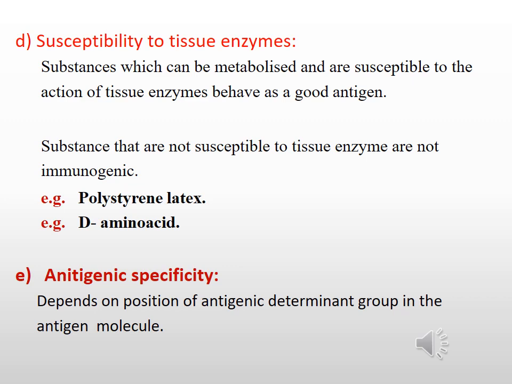Now, according to susceptibility to tissue enzyme, a substance which can be metabolized in our body with the help of our own enzyme system is actually a good antigen. A substance which cannot be metabolized, or for which the enzyme is not present to metabolize it, is generally not a good antigen to us. Example being the D amino acid. We all know that our body is composed of L type amino acids, and we lack the enzyme which metabolizes the D amino acids. So D amino acids are poorly immunogenic for human beings.